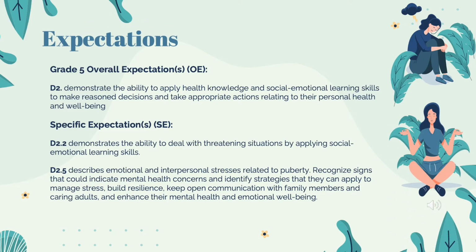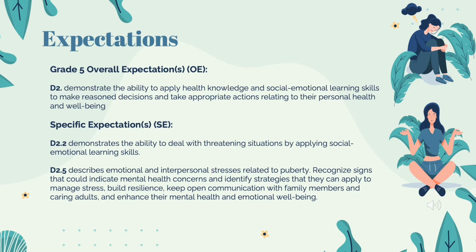The curriculum overall expectation for grade 5 is to demonstrate the ability to apply health knowledge and social emotional learning skills to make reasoned decisions and take appropriate actions relating to their personal health and well-being. The specific expectations are to demonstrate the ability to deal with threatening situations by applying social emotional learning skills.